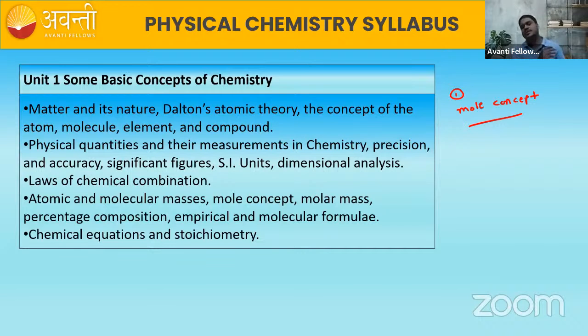And the chemical equation and the stoichiometry. The stoichiometry consists of a lot of numerical parts. Like in this we are going to study the limiting reagent, right? So these all are very important things, right? That is the stoichiometry and chemical equation. So these all are about the some basic concept of chemistry. I guess you already covered this chapter in a good way, right?